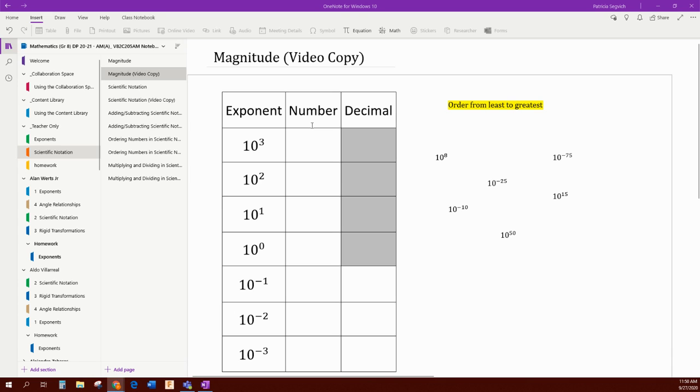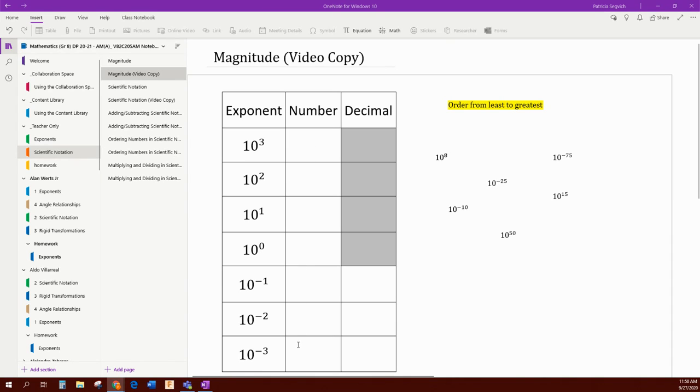Hello, this is our class notebook page for magnitude, which is under the scientific notation tab. And what we want to do is take powers of 10 written as an exponent and write it as a number.